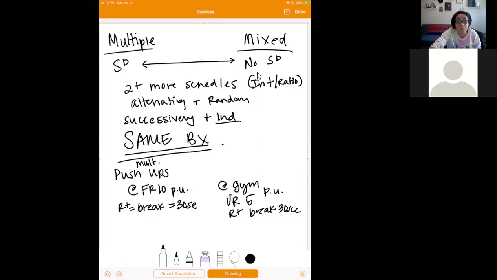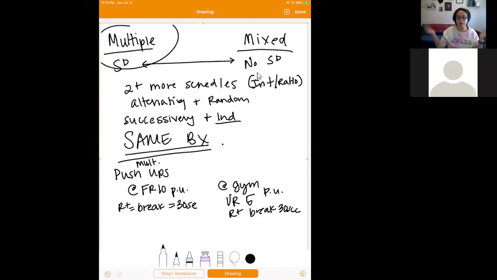And that's the easiest way to remember it. You're gonna see multiple a lot. There's an SD, and that's the big deal. So you see this thing and you're like, oh man, there's 2 more schedules, they're alternating random, they're successively in the same behavior. Which one is it, right? And so those mocks are gonna be like, blah, blah, blah. Which one is this? If it said that they know that they're gonna get this after this, that's an SD. SD is a signal for reinforcement. So they know what's happening, therefore they're gonna get the reward, therefore it's multiple.